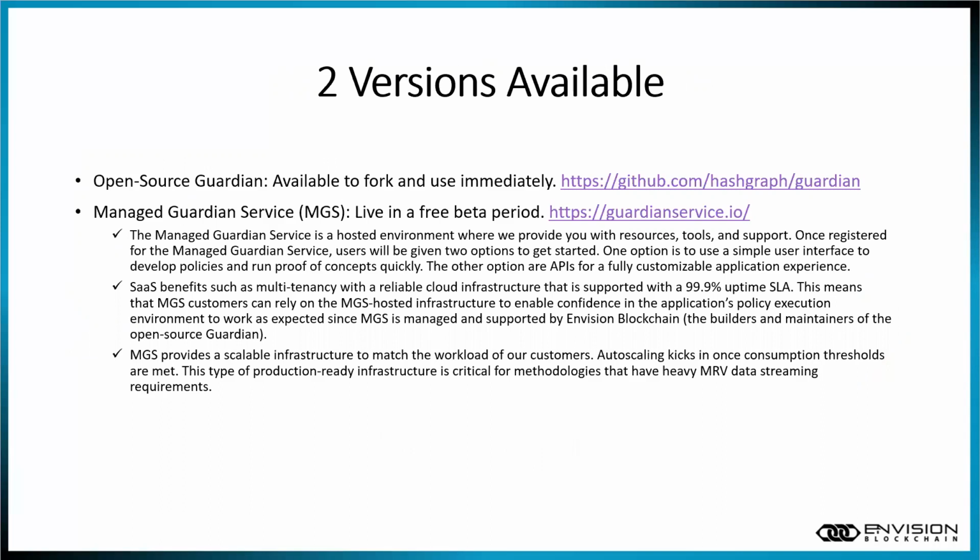So you can immediately fork and use the open source version of the Guardian, github.com/hashgraph/Guardian. Feel free to use that and let us know how you feel about it. We also have, which is live in a free beta period, the Managed Guardian service. And the Managed Guardian service, it was just launched in December of 2022.